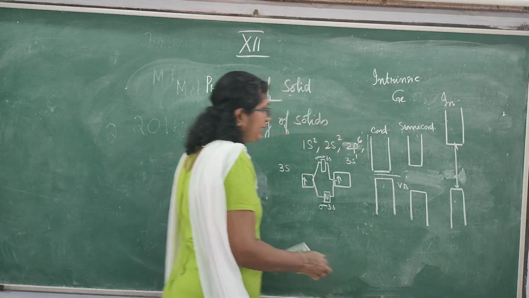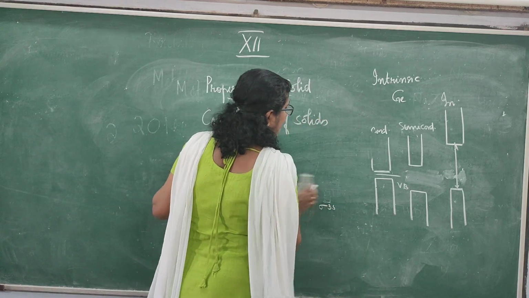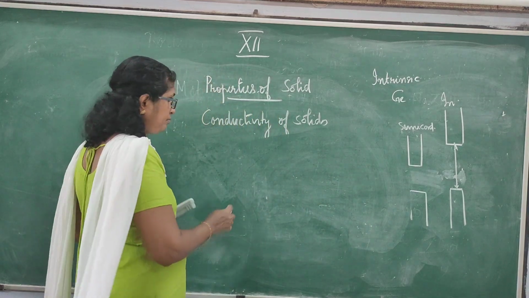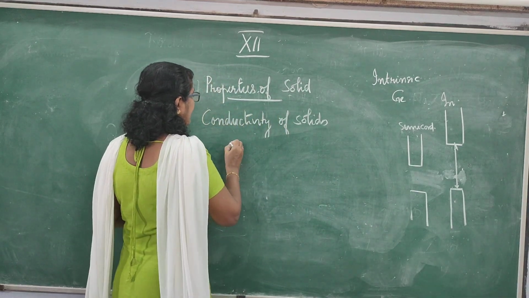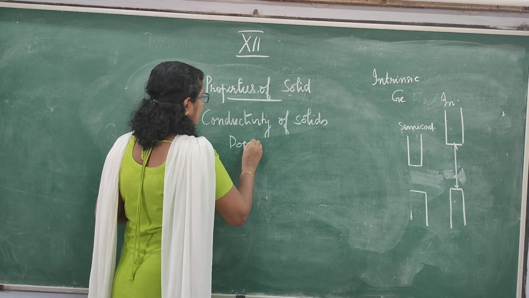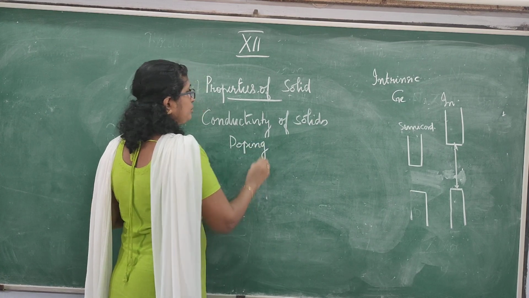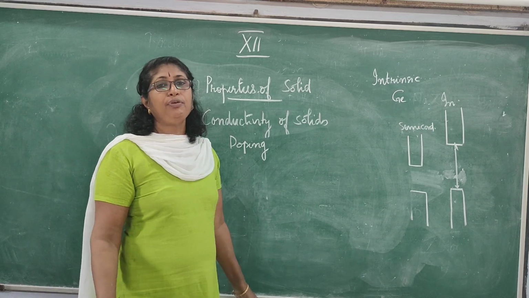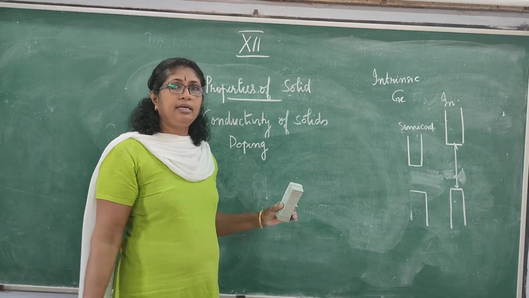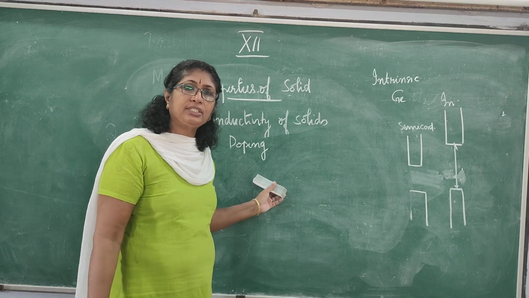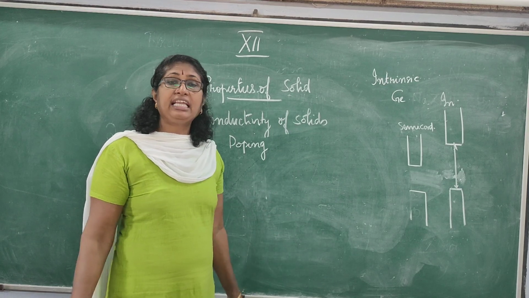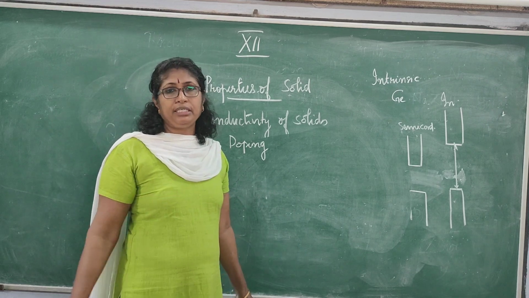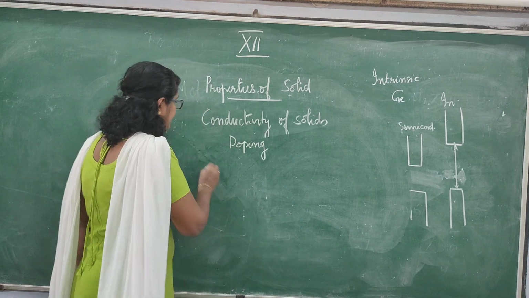We can also increase the conductivity of such semiconductors by adding impurities. The process of adding impurity is called doping. To germanium, silicon, etc., whose valency is 4, if you add impurities, we can increase the conductivity. We can add two types of impurities. First one, electron rich impurities.